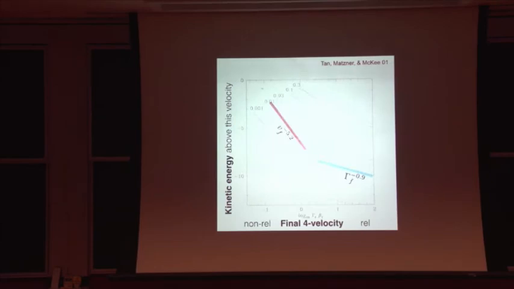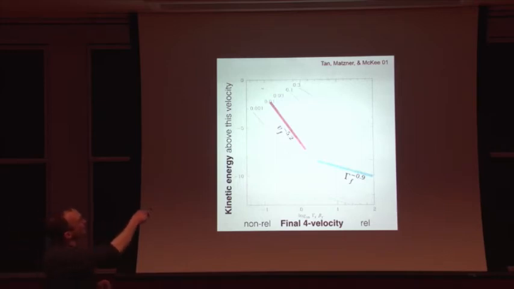So the end product of all this is a distribution of kinetic energy faster than some velocity versus velocity or Lorentz factor. Combined here on this plot in terms of the product gamma beta, the spatial four velocity of the ejecta as it's traveling away from the star.